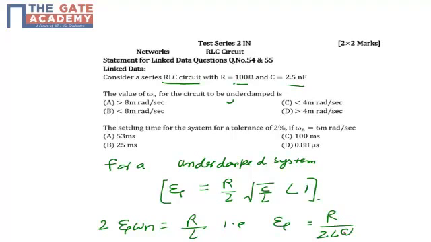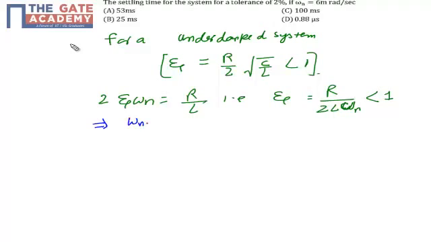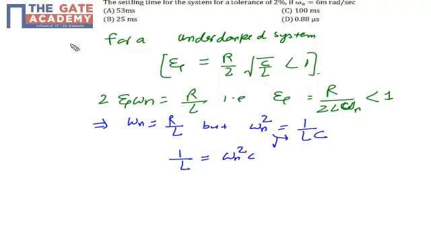Omega n, which is of course less than 1 because delta itself is less than 1. And similarly, we also know that omega n is the resonance frequency, which is equal to 1 by root LC, which means that 1 by L is equal to omega n square C, which is a second representation of the same equation. This term says that omega n is greater than R by 2 omega n square C.